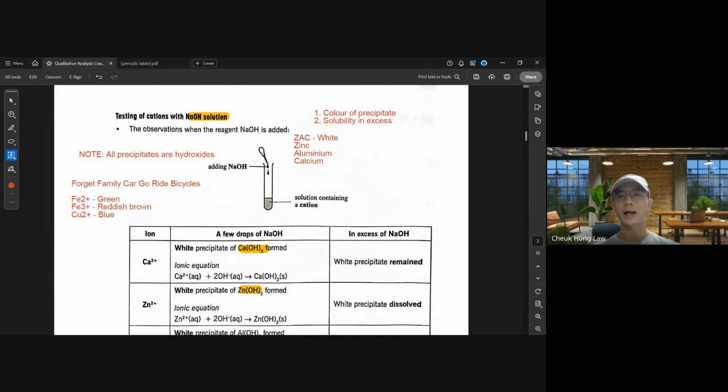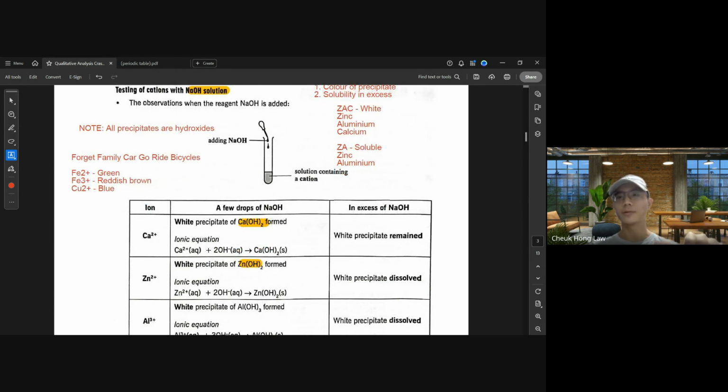Then after knowing the colors, we have to find the solubility in excess. This is the second observation. So what happens if you add excess sodium hydroxide solution? Only two of these ions will be soluble. So instead of Z, it will be just ZA. So zinc and aluminium. These will be your soluble in excess. That means zinc hydroxide will dissolve in excess sodium hydroxide to form a colorless solution.